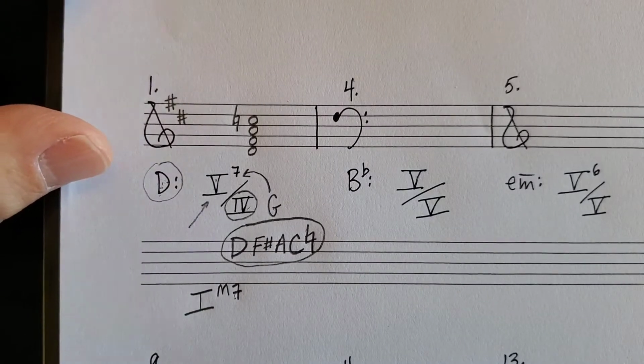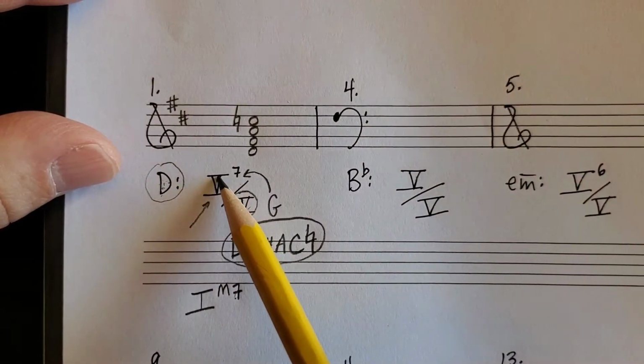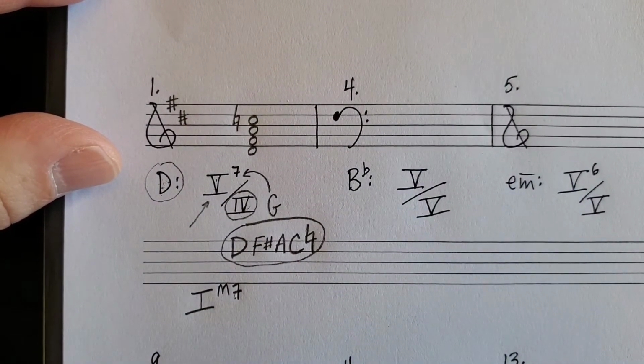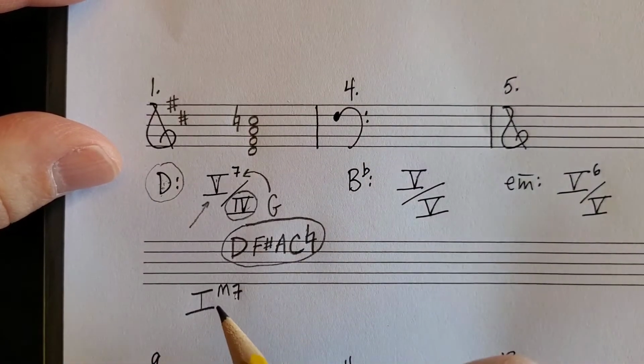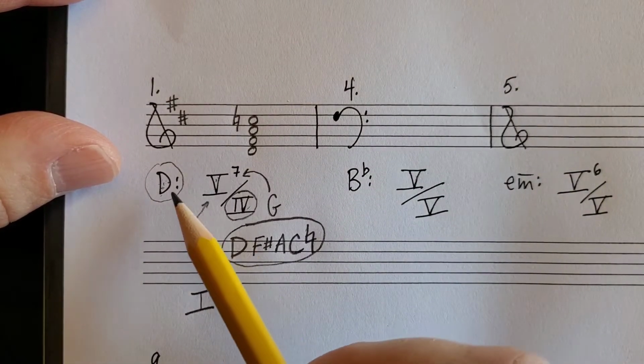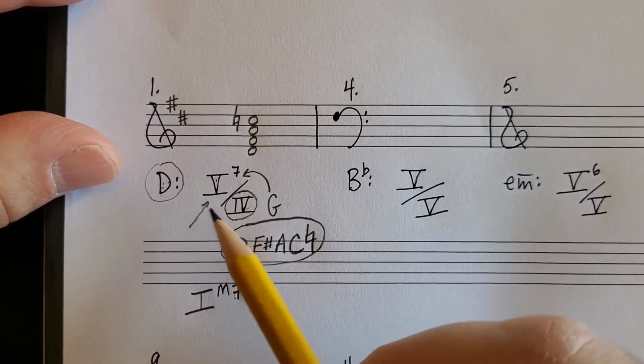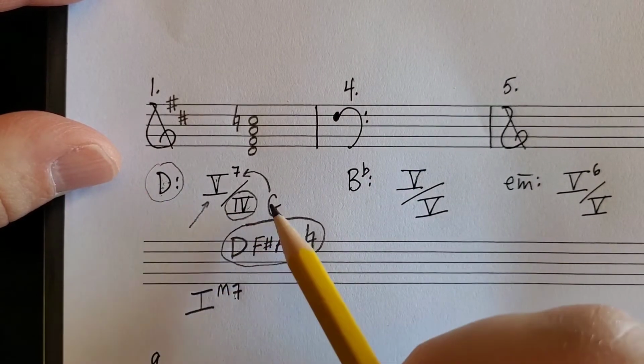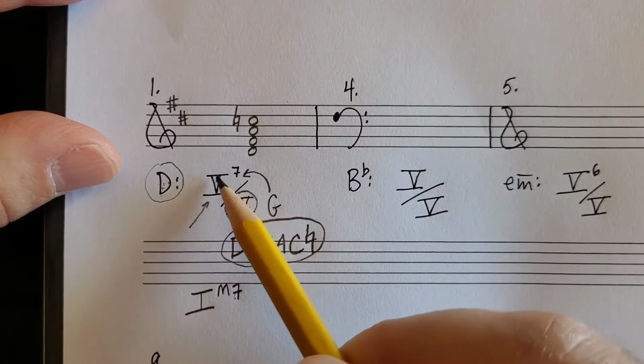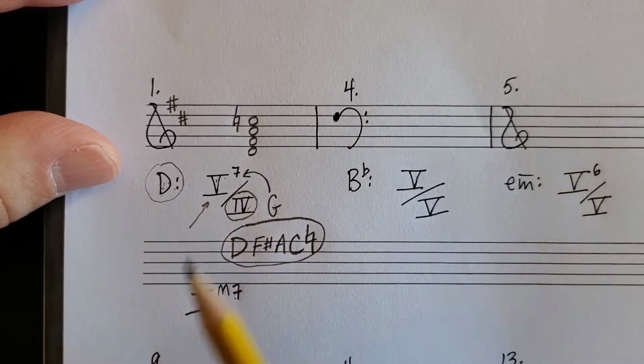Now there's a little trick. Whenever you have a secondary dominant of 4, you're basically spelling a dominant 7th chord on scale degree 1. You see how that worked? Because 4 in the key of D is G, and 5 of G is D. It puts you back on the tonic note.